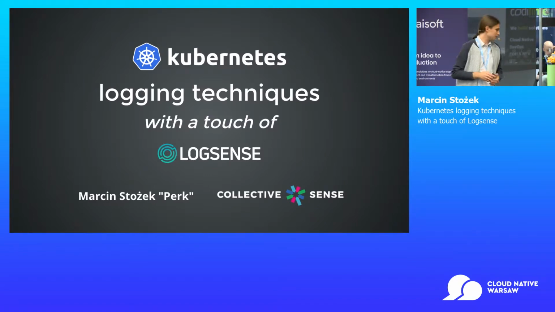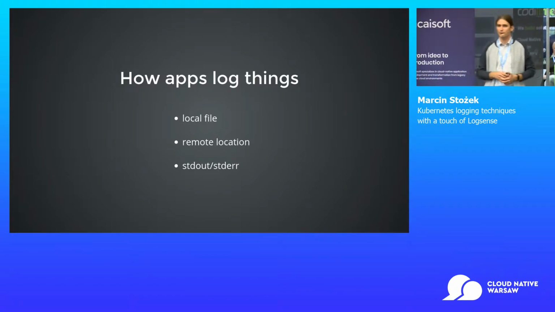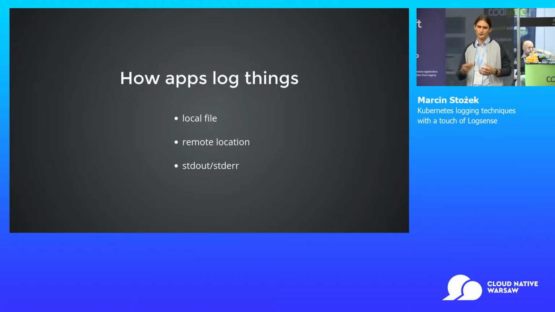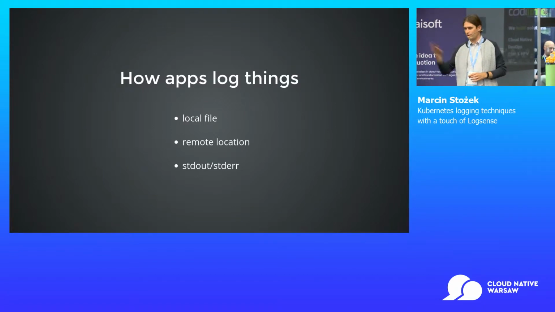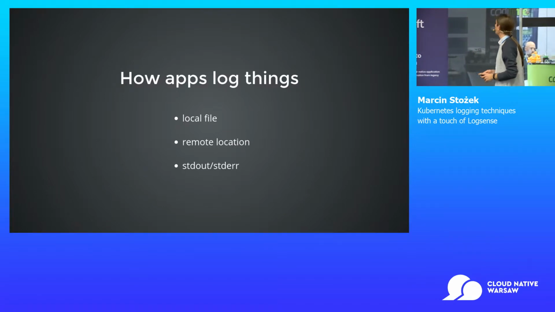But let's start with some simple things like our applications. Because we have our applications, we get the logs from the applications themselves, right? And how do we do that? We can log straight into a log file somewhere on the disk. We can use some remote location somewhere in the cloud or in our data center or what have you. Or we can log using the standard output and the standard error, or we can use all of those three techniques at the same time to gather logs from our applications.